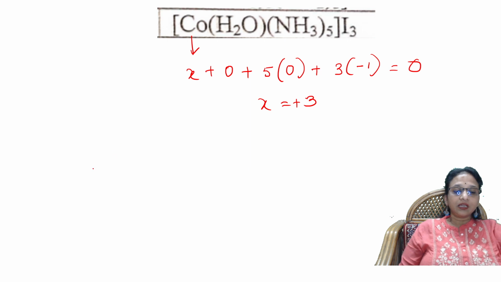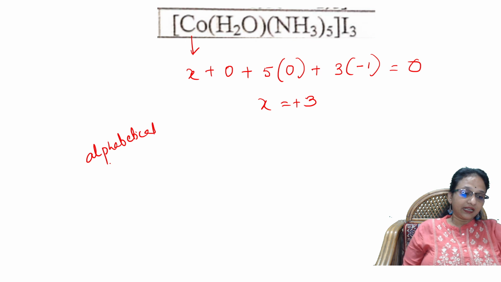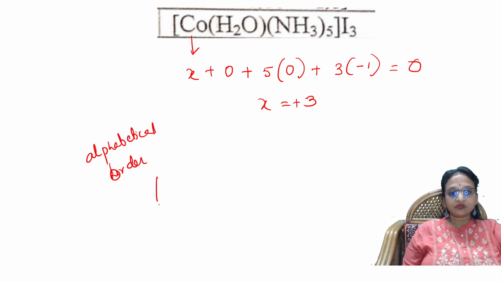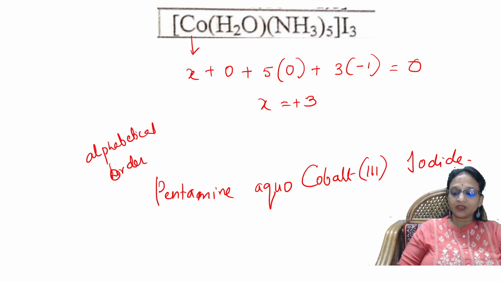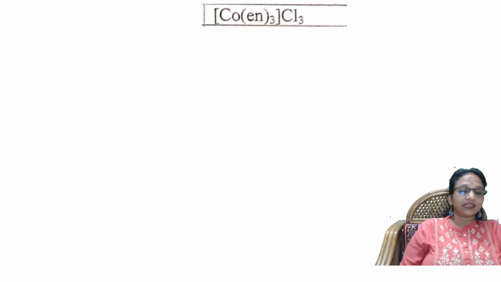Name the compound. This again you should follow alphabetical order. Careful, ligands should follow alphabetical order only. So amine comes first, so pentaammine. Then water is neutral, aqua. Then it is cobalt 3. Iodide is outside. Iodide. Easy students? Easy. Now let us do one chelating ligand.